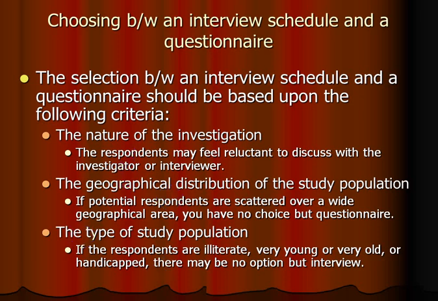How about the second criterion? The next criterion is the type of the study population. The population can be illiterate, very young, very old, or handicapped, and so on. Can you use a questionnaire? I don't think you can, because illiterate people cannot read, but they can listen to you. If you give a questionnaire to illiterate people, they cannot answer.